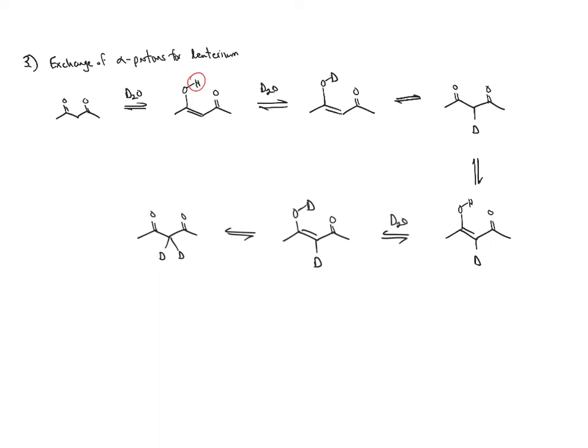Right, so essentially what's happening here is that in the proton NMR, the signal for the CH2 will disappear, right, in the presence of D2O. And again, this happens because of this intermediacy of the enol and the ability for deuterium to readily exchange with hydrogen.